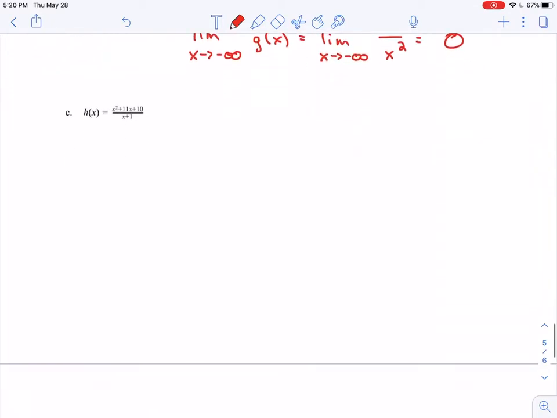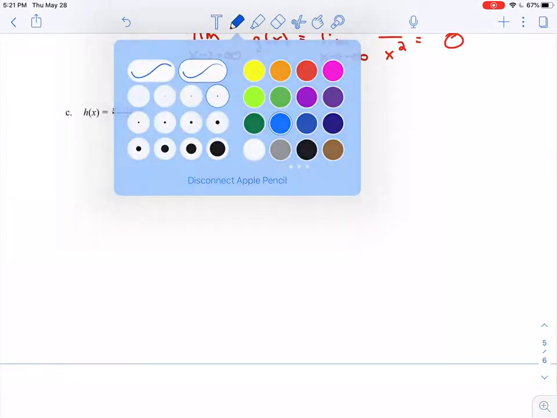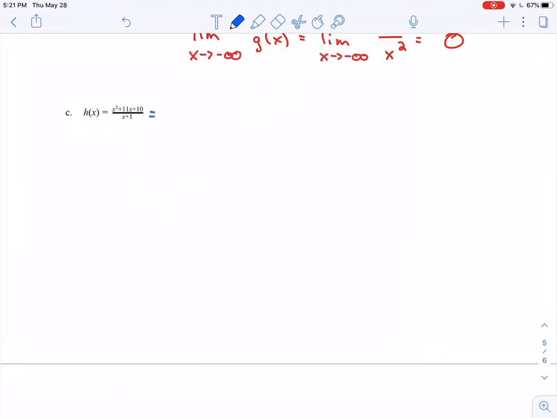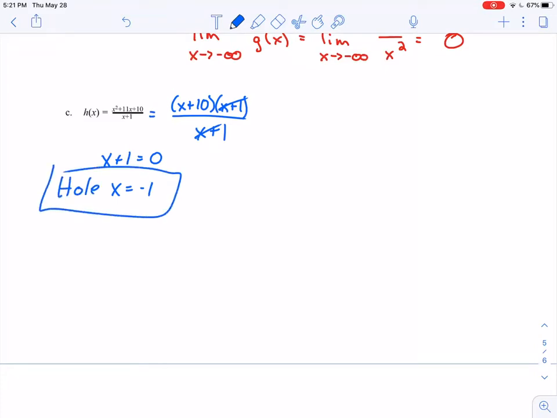All right, last example here. I have h of x equals x squared plus 11x plus 10 all over x plus 1. Again, wherever you can factor and simplify, I think it's a good idea to do so. So let's see, two numbers that multiply to be positive 10 and add to be positive 11 would give x plus 10 times x plus 1, all divided by x plus 1. We see that common factor in the numerator. Remember that if you take that, set it equal to 0, because that was a common factor of both your numerator and your denominator, this is not a vertical asymptote. Instead, this is the location of a hole at x equals -1.